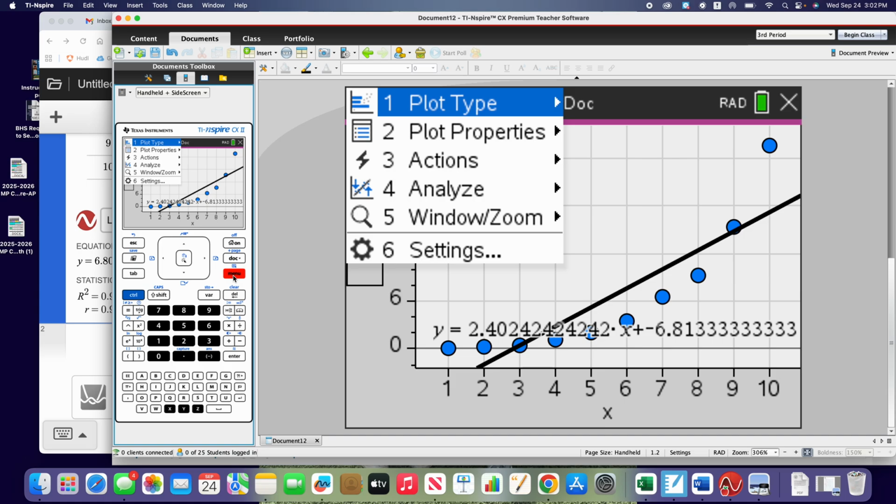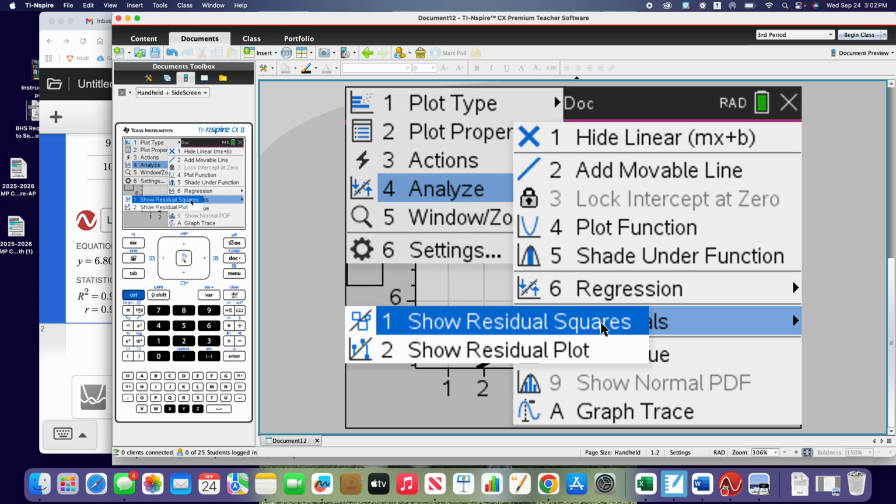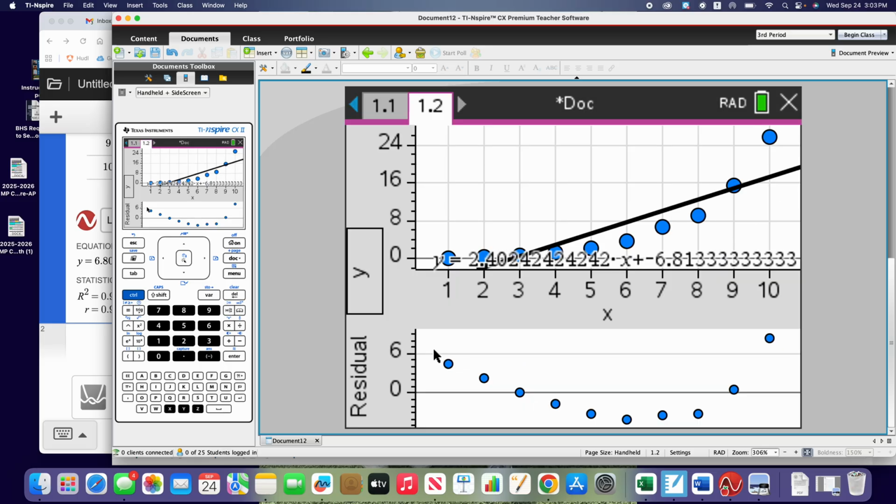If I go Menu, Analyze, and Residuals, it's really the residual plot that I want. When I do this, it creates like a split screen for me. Okay? Here's my original stuff, and here is my residual plot. What do you notice about the residual plot? How would you describe it?